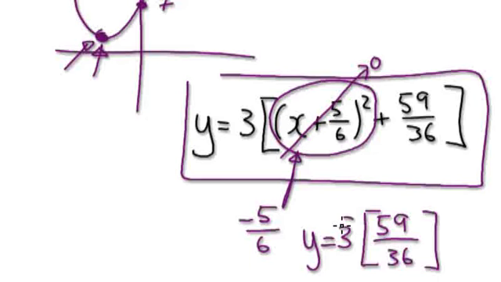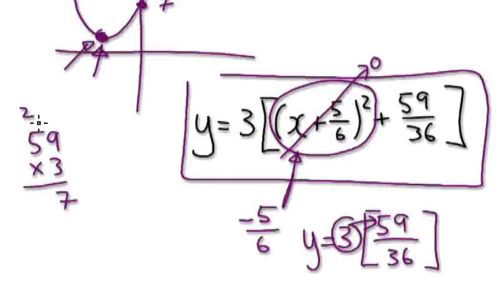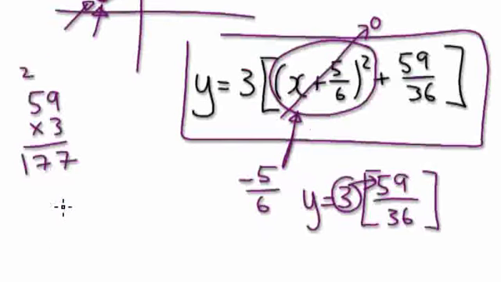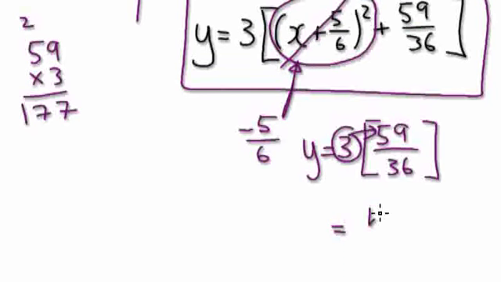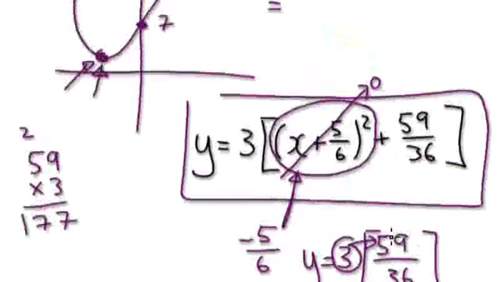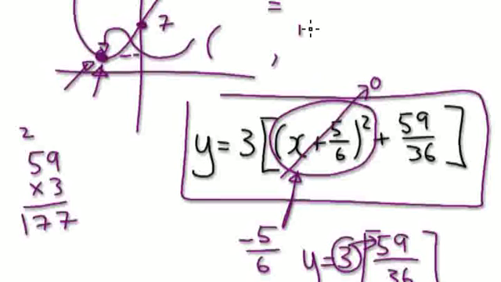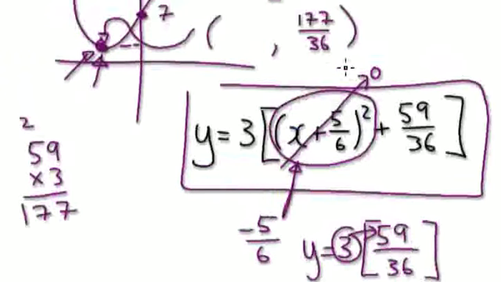So basically it will be 3 times this here, which will be 59 times 3. This will be 27, carry the 2, 15, 17. So it will be 177 over 36. So this here will be your y value. The exact coordinates for this point here: the y value will be 177 over 36. And then we still need to know the x.